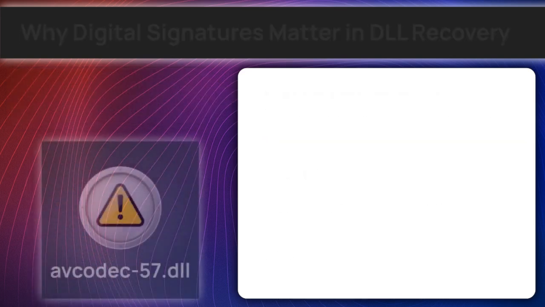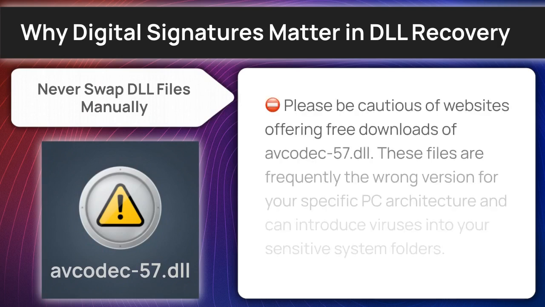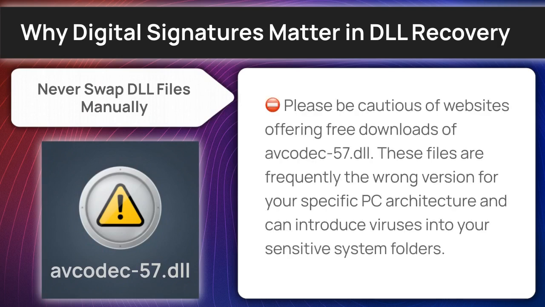To protect your system architecture, I have a few recommendations regarding file authenticity. The risk of a blue screen of death increases significantly when you attempt to manually swap out files like avcodec-57.dll in your System32 folder.